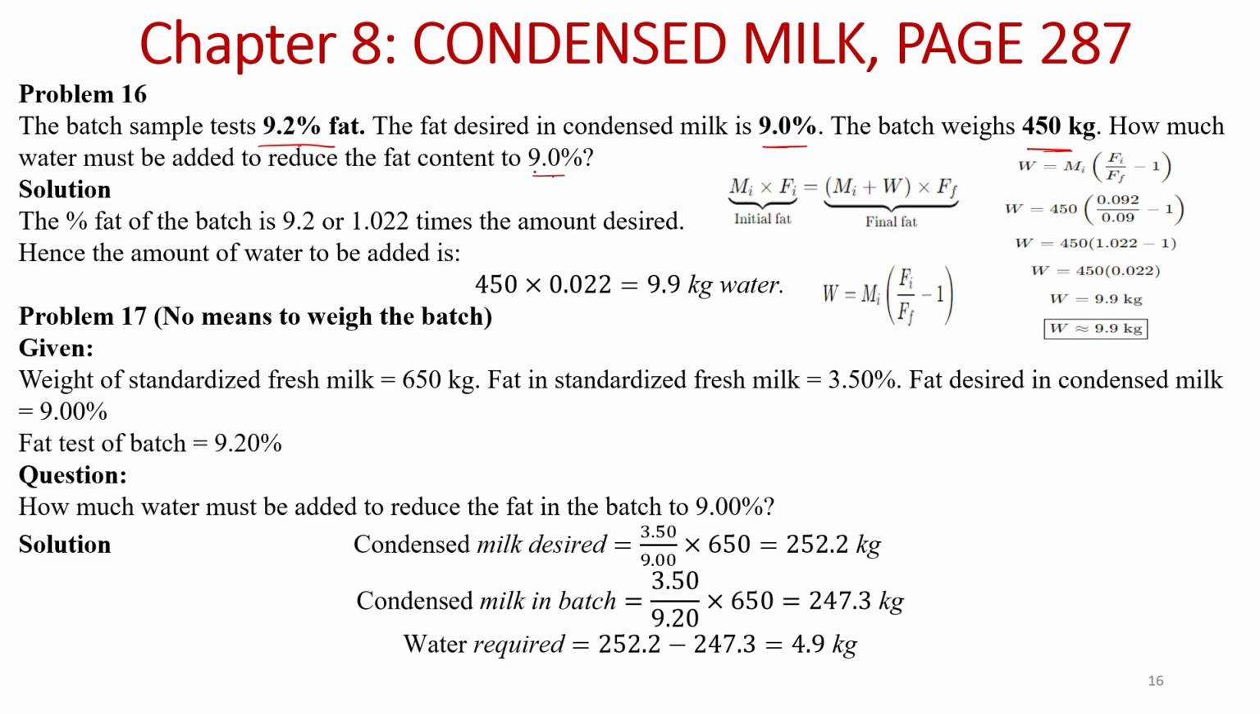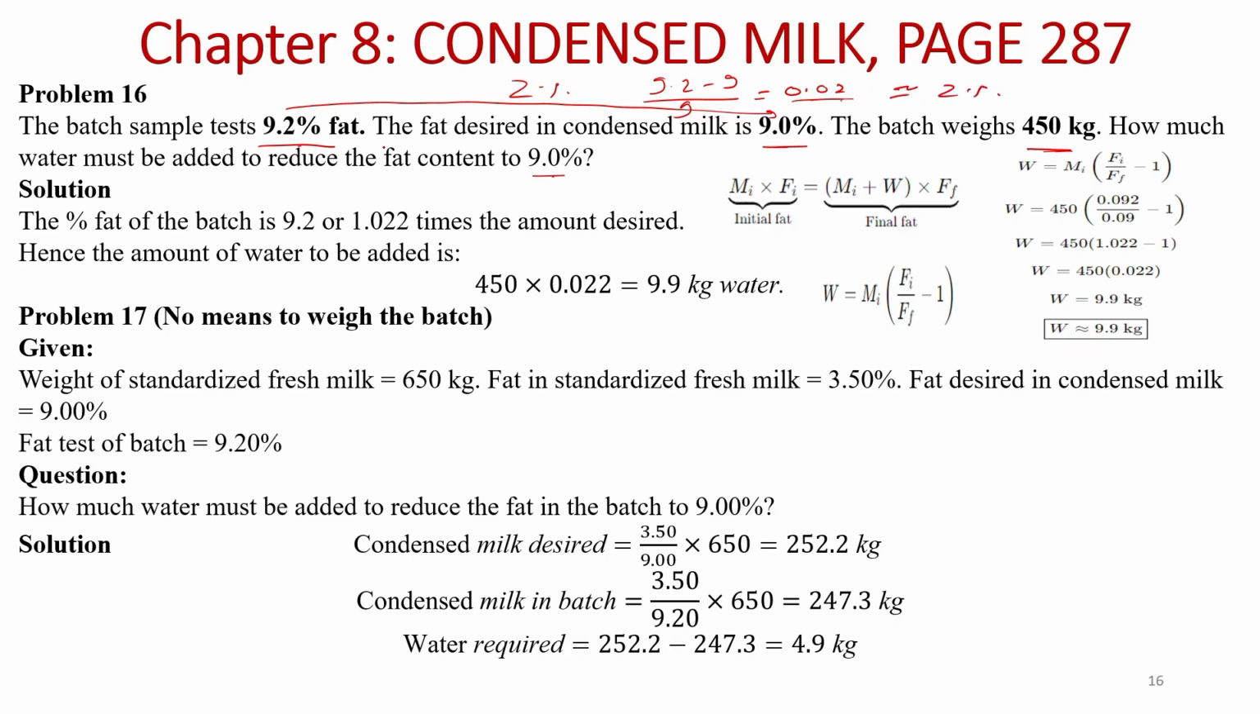This question is very simple. We have a condensed milk batch which has 9.2% fat and we have to reduce it to 9% fat. Obviously we will have to add water, and how much water is to be added is the question. So, how much more than 9% is 9.2%? It is (9.2 minus 9) divided by 9, which is 0.022, that is about 2.2%.